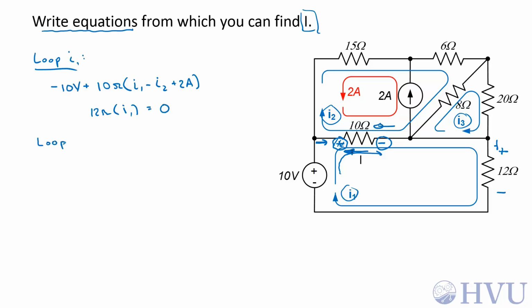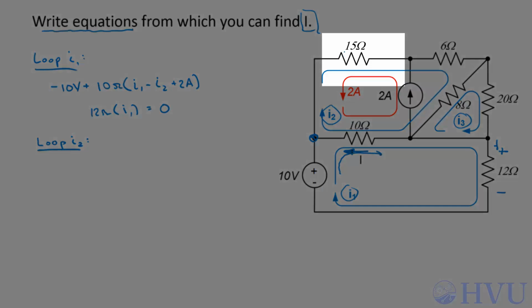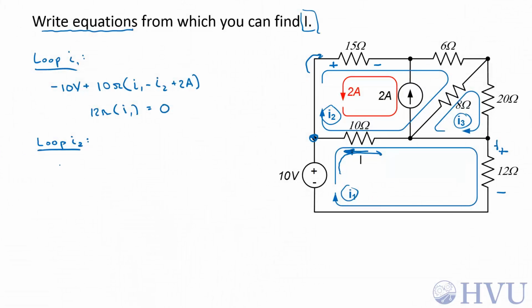Now loop I2. When I'm looping through I2, I'm going to go ahead and forget the sign conventions that I used when I did loop I1. Now I'm going to set my sign conventions according to the direction of I2. So if I start down here in the 15 ohm resistor, I'm going to assume that this is the positive terminal because then I2 is entering the positive terminal. So I get 15 ohms times I2 is a positive term. The 2 amp constrained loop is entering the negative terminal, so I subtract that off.